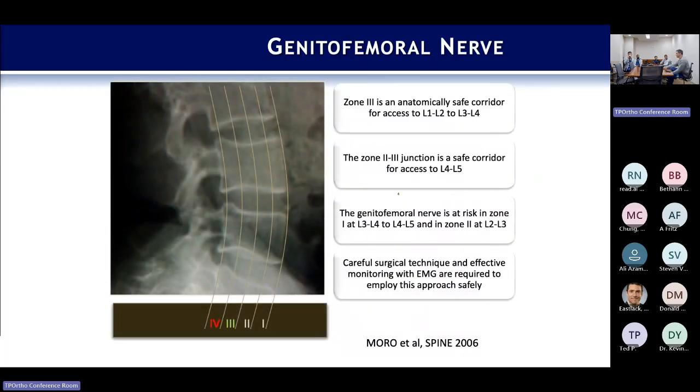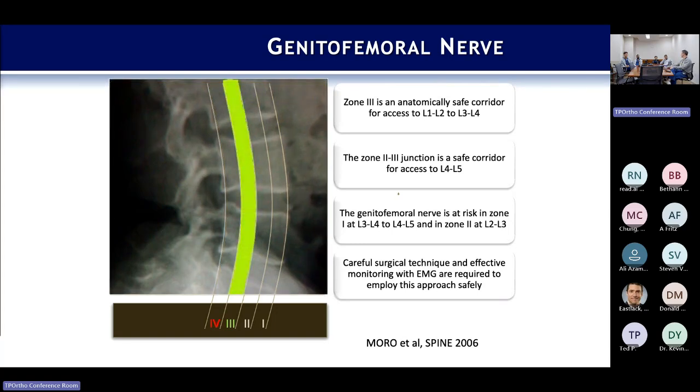So genitofemoral nerve, it deserves just a mention here. In general, it's an important nerve because of what it innervates, right? So labia and penis, basically, right? And so zone 3 is typically safe. All right, so genitofemoral nerve actually becomes a problem the more anterior you go, especially across these different segments. So you just want to know where you're at. So like at L1-2 and L2-3, you're going to be pretty safe in the zone 3 corridor. But as you go further distal, the genitofemoral nerve lies more anterior.